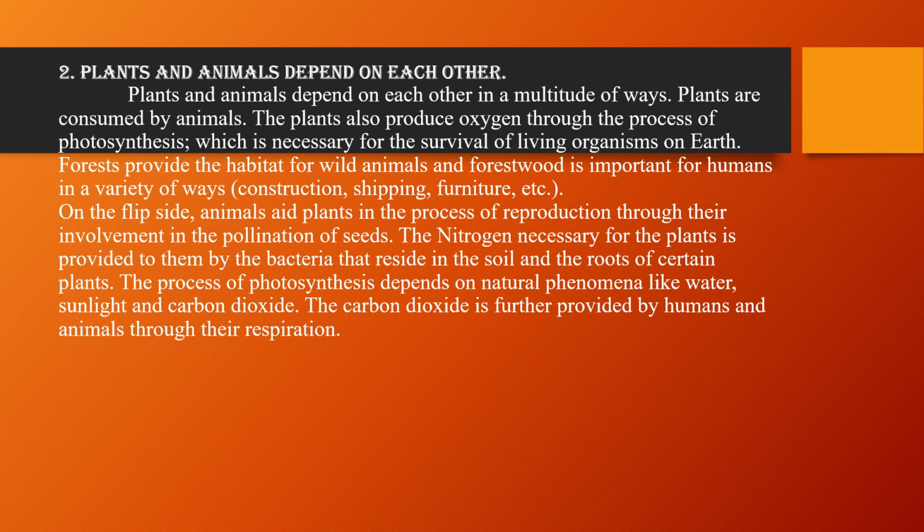The process of photosynthesis depends on natural phenomena like sunlight, water, and carbon dioxide. These are the three things very necessary in photosynthesis. The carbon dioxide is further provided by humans and animals through their respiration. We exhale carbon dioxide and plants take it in. So this is all about the interdependence between plants and animals. Hence, it proves that plants and animals are totally dependent on each other.